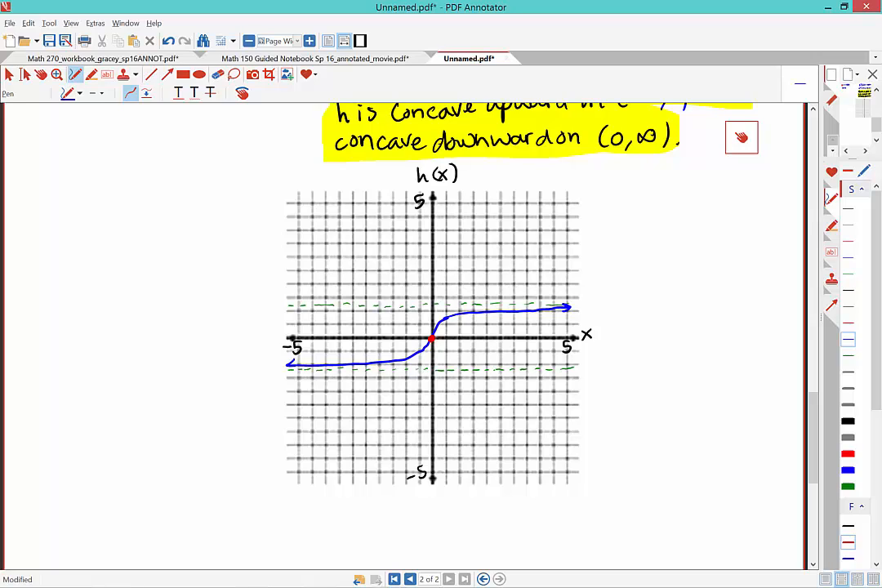Okay, so that was a heck of a lesson. Just remember that 3.6 is just more of this. You're basically doing more graphs, more curve sketching by hand.